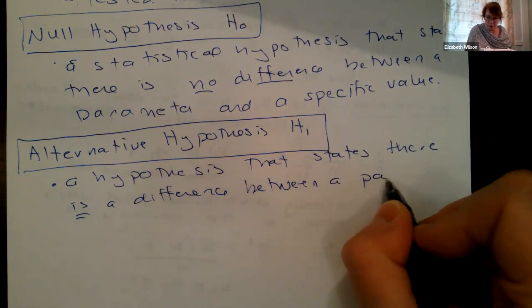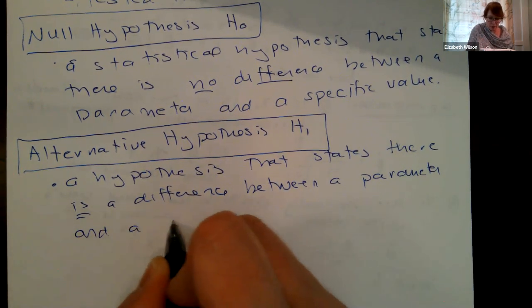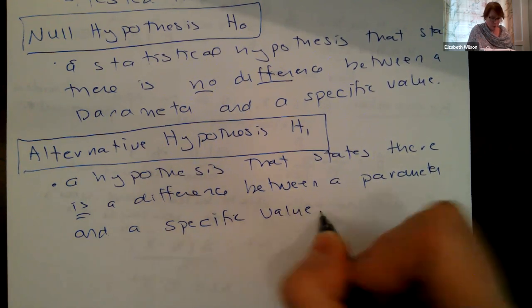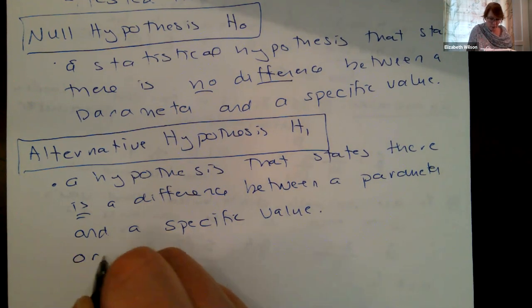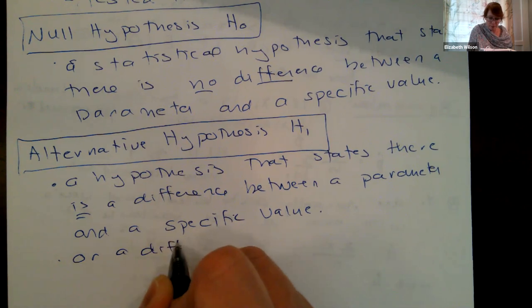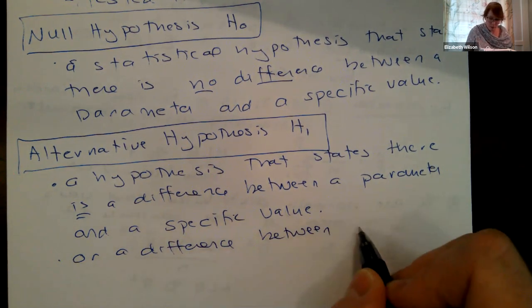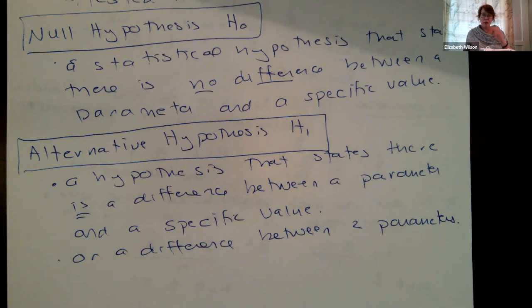between a parameter and a specific value. Or the alternative hypothesis could be that there's actually a difference between two parameters. So null hypothesis versus alternative hypothesis, these are the things that we're going to be testing.